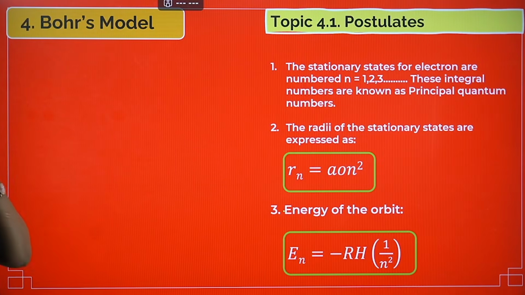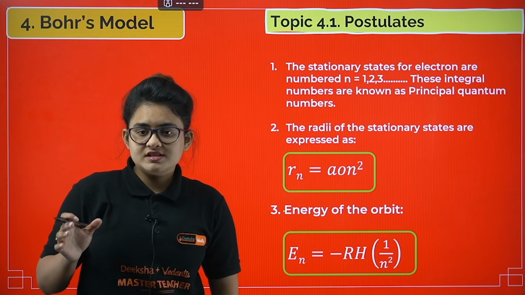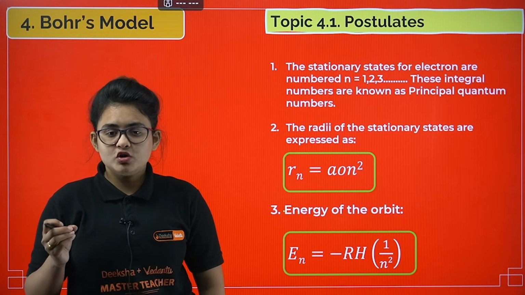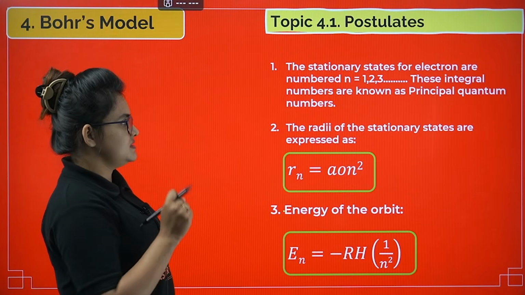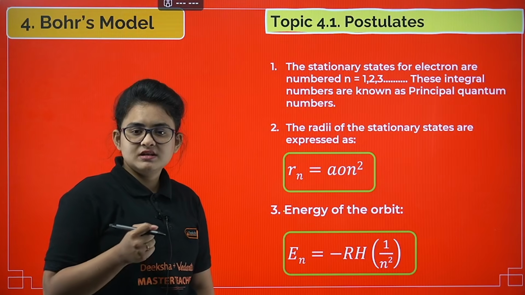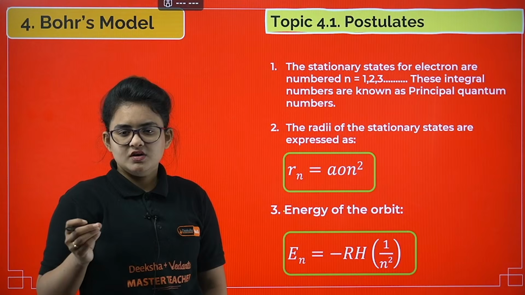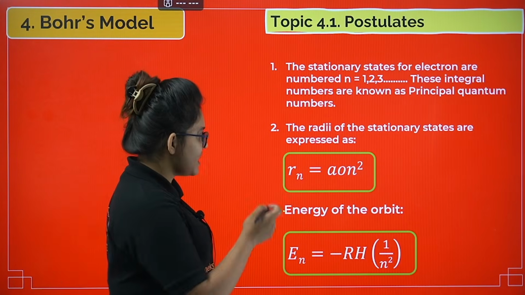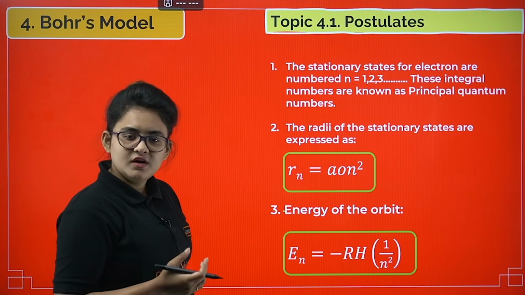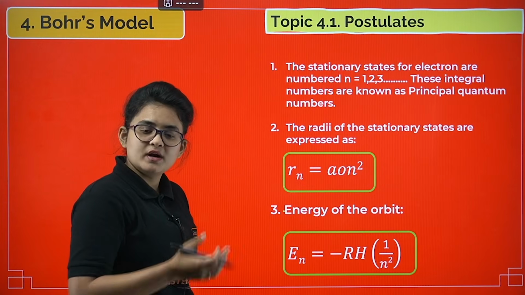So here comes Bohr's postulate. Let's go ahead with Bohr's model. The first postulate is all about the stationary state. Bohr gave the electron a proper fixed orbit, and those are called stationary states. Those are integral numbers known as principal quantum numbers: 1, 2, 3 like that. The radius of the stationary states is also given, denoted as rn equals a naught n square. Next, the energy of the orbit is also fixed, En equals minus R_H by n square.